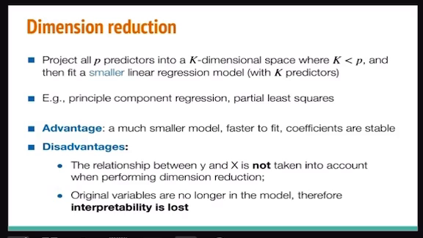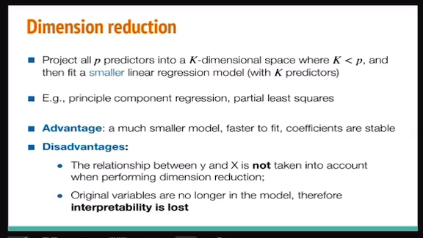The advantage of this is you're going to have a much smaller model because it reduces dimension, it's faster to fit, and the coefficients will be stable. Because when there's a problem with OLS, the coefficients will not be stable. Instability of coefficients is not good. Does that make sense? What is the disadvantage of this? The relationship between Y and the explanatory variables is not taken into consideration because using dimensionality reduction, we're only focusing on the explanatory variables. And that's not good.